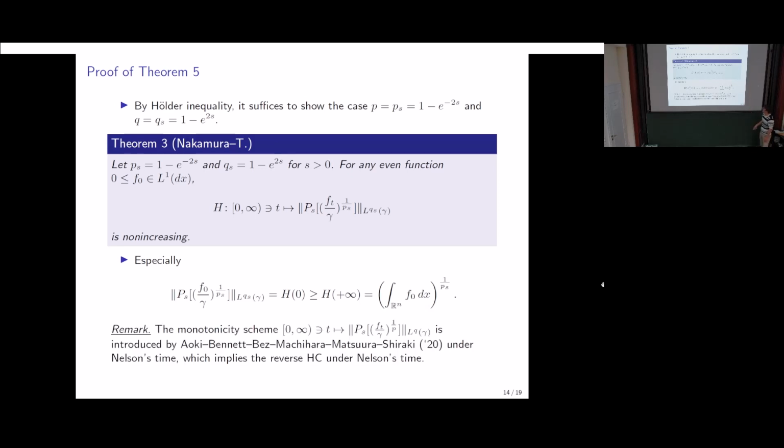Also, I remark that this monotonicity scheme was originally considered by Aoki, Bennett, Carlen, Shiraki, and under the Nelson time. Actually, by their result we can also obtain the reverse hypercontractivity, but under the Nelson time. And our technique is motivated by this.